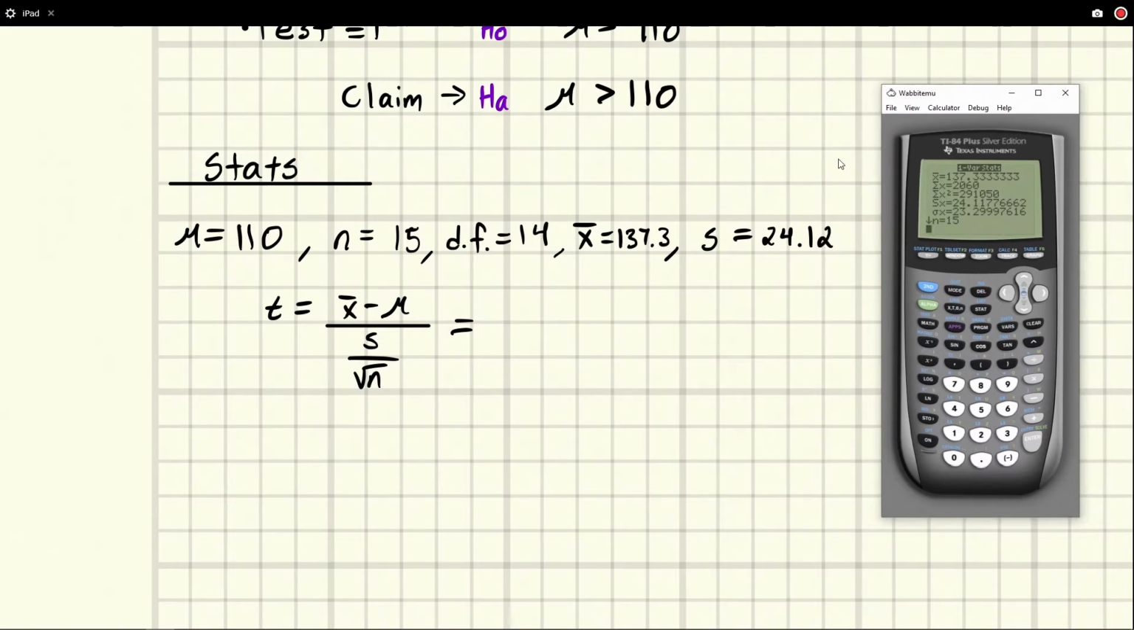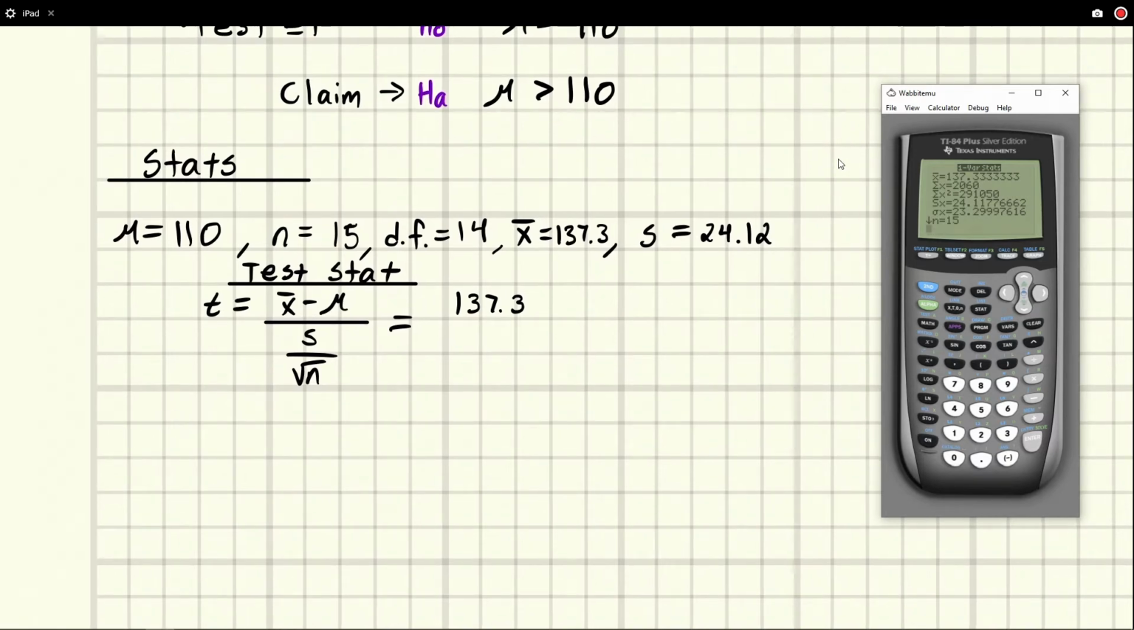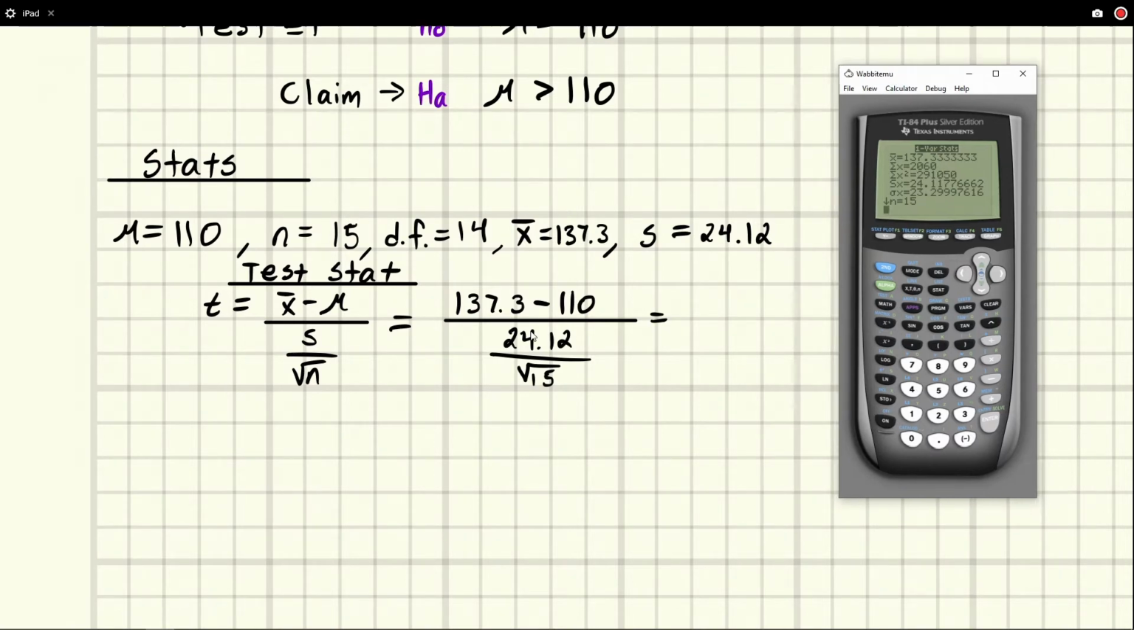So we're going to have x bar, that's 137.3. And this is the test stat, by the way. That's what we're finding, right? Because these numbers are coming from our study. We're testing this claim. So 137.3 minus the mean, which is 110, population mean, over the sample standard deviation, which is 24.12, divided by the square root of 15, square root of n. And this is how we would do it using the chart and the formula.